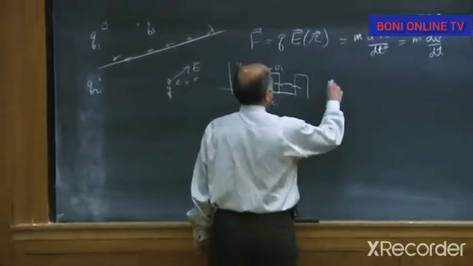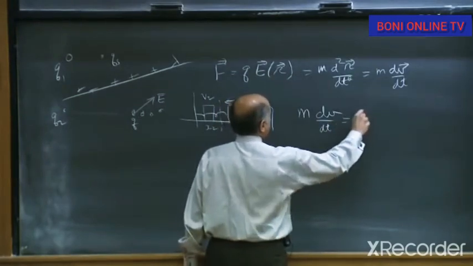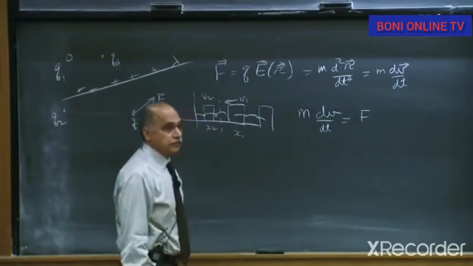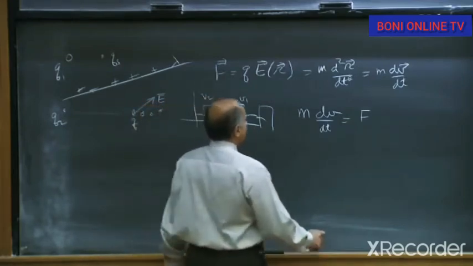We go to Newton's laws and we write m dv/dt is equal to F. It's all in one dimension now. I'm moving just along the line. Then I multiply both sides by v.